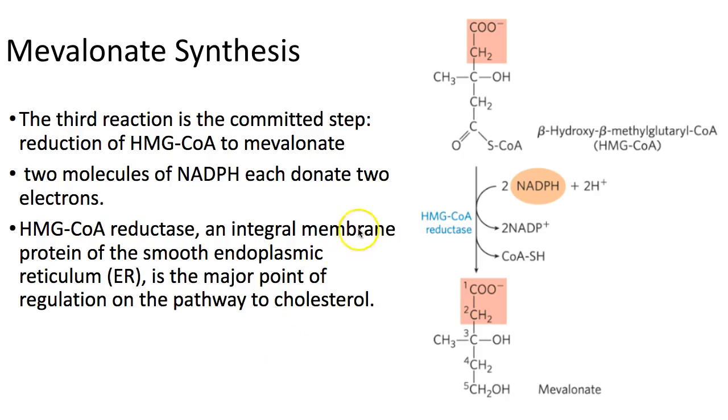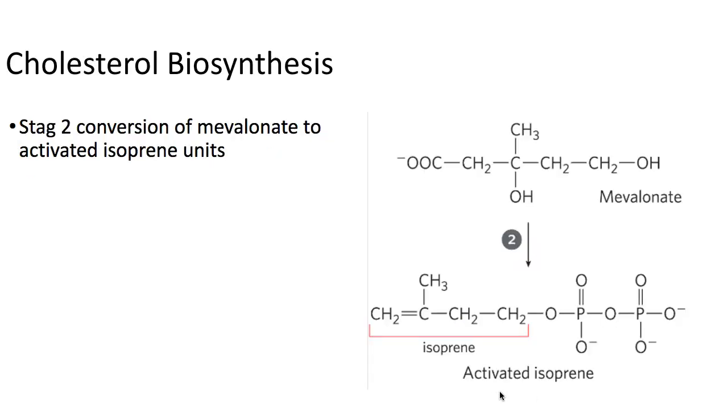From there, we're still not at the 6-carbon molecule mevalonate, so we've got to get rid of this coenzyme A. How that happens is you have 2 molecules of NADPH, which donate 2 electrons each, and then utilizing the enzyme HMG coenzyme A reductase, it ends up releasing the coenzyme A, and also reduces this carbon that's double bonded to the oxygen to now be a hydroxyl group. So that was stage one.